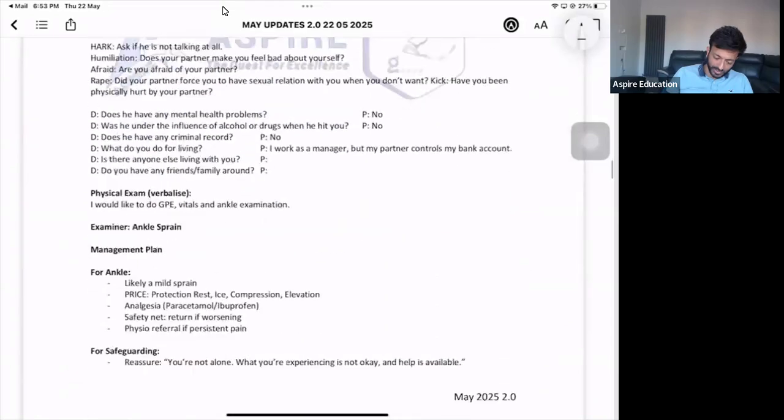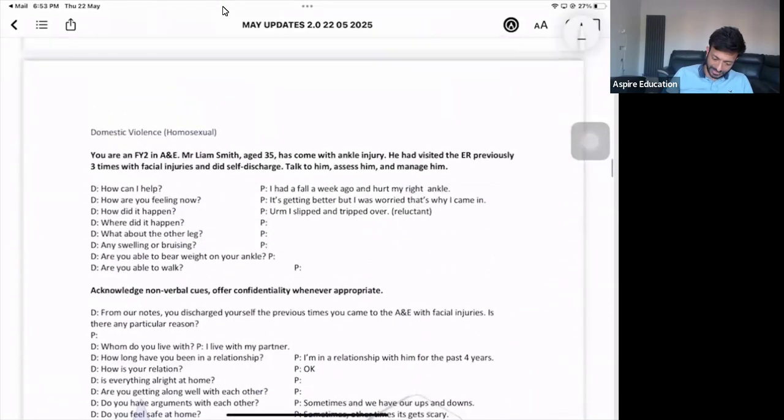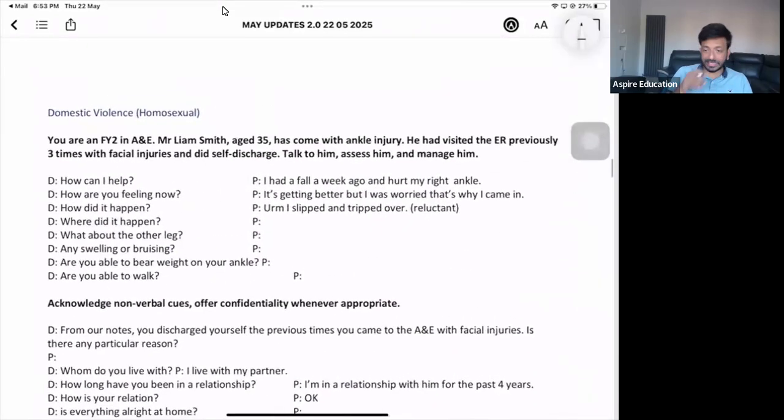Okay, so domestic violence, homosexual cases. So this station, I'll tell you briefly. The station is coming in three, four different ways. So I've written one here. Your FY2 in A&E, patient is 35, has come with ankle injury. He had visited the emergency department previously 3 times for facial injury, and he did the self-discharge. Talk to him, assess him, and manage him.